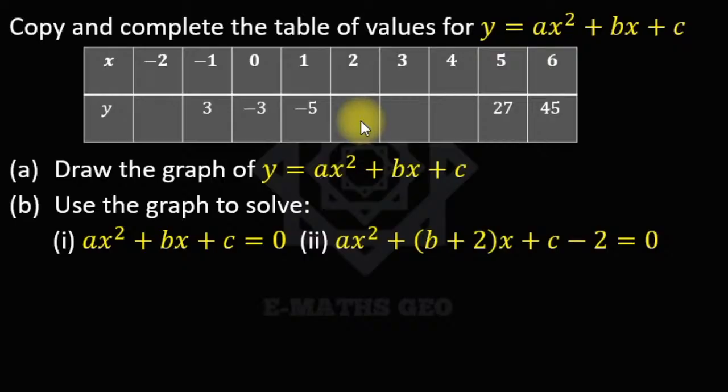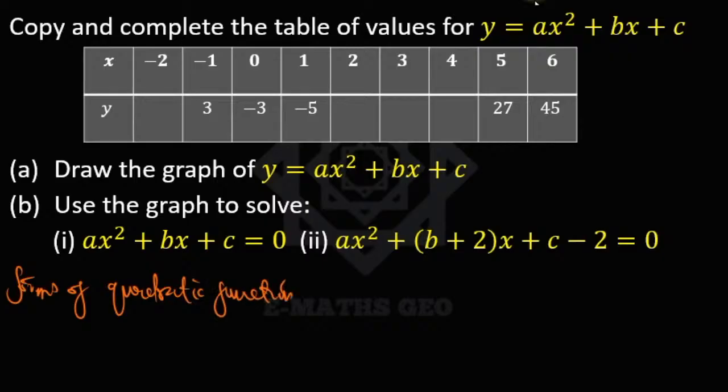It would have been faster if we were given the x-intercept, that is where y is 0. We would then use the second form of quadratic because we have three forms. This is the general form. We still have other forms: y equals a times x minus h squared plus k, and y equals a times x minus alpha times x minus beta.